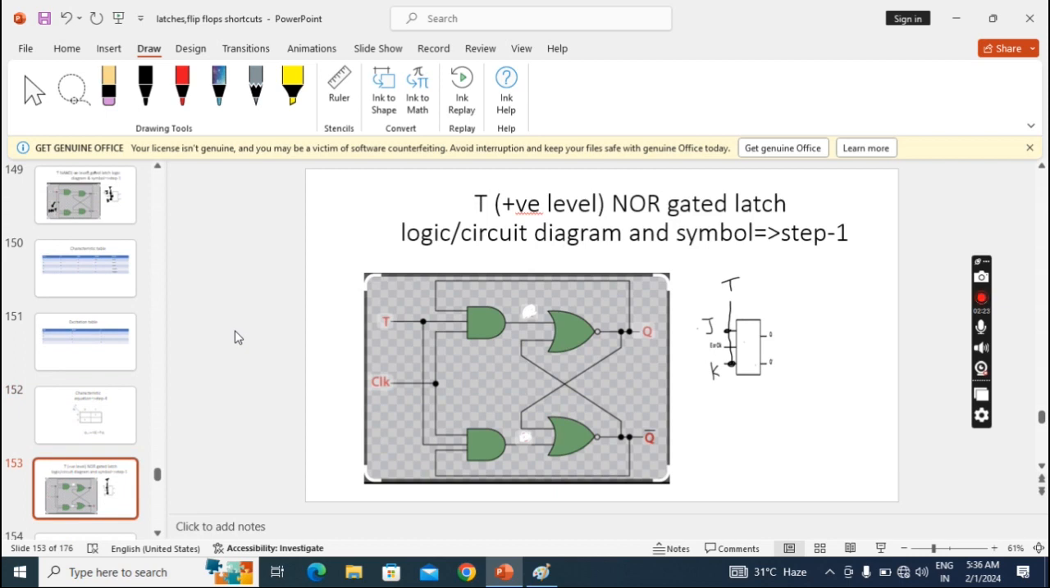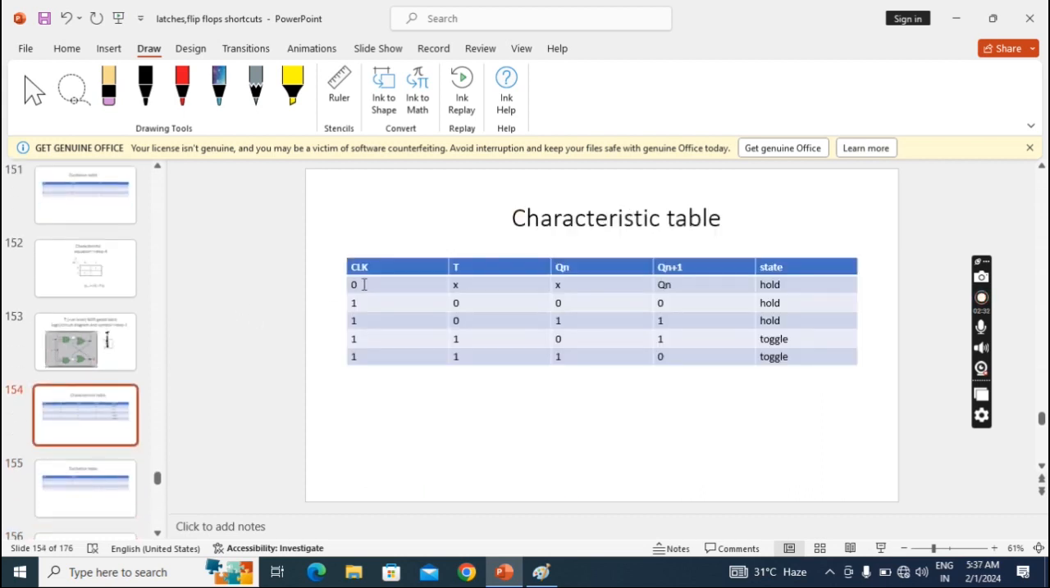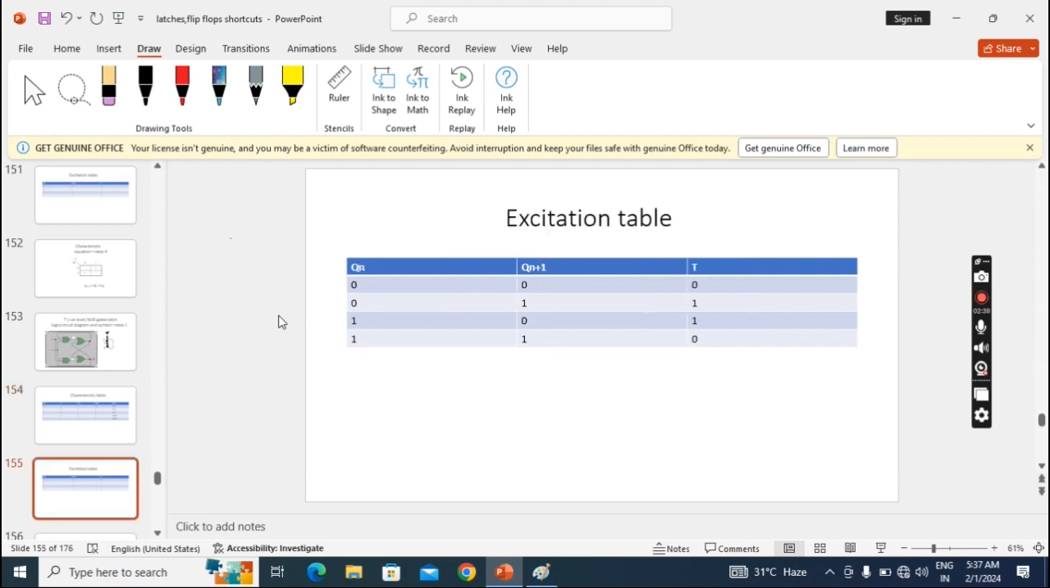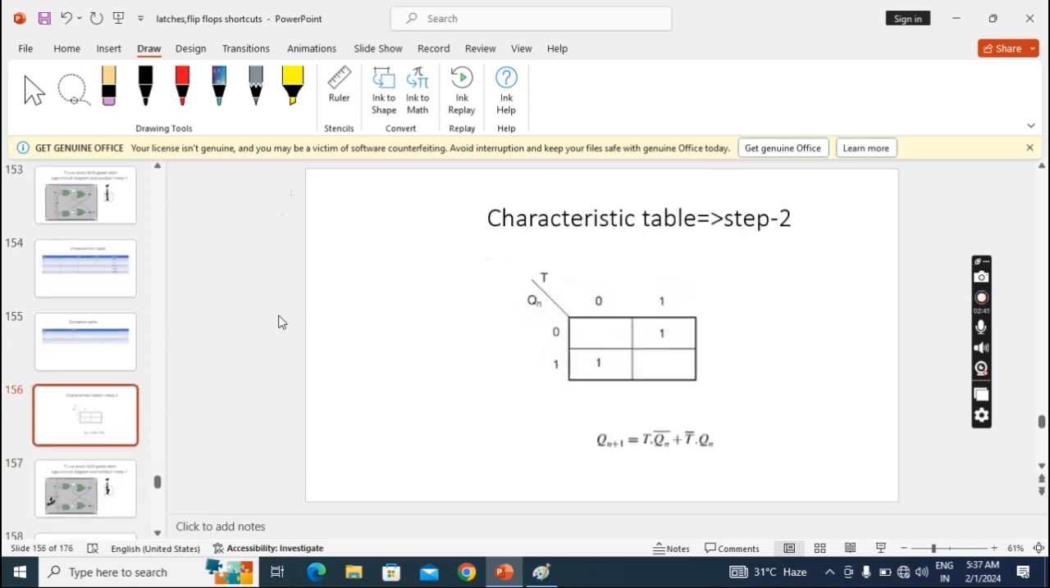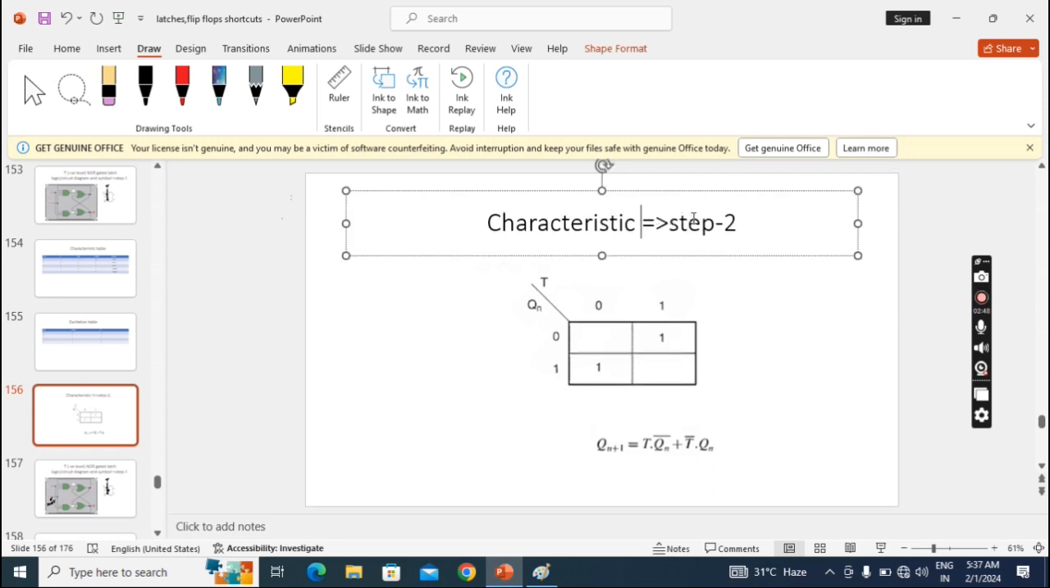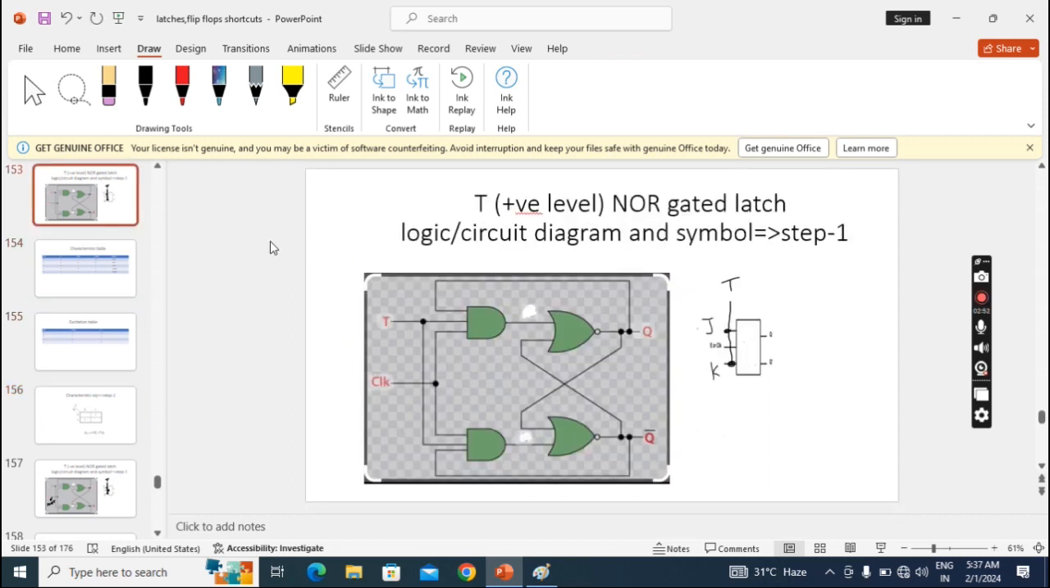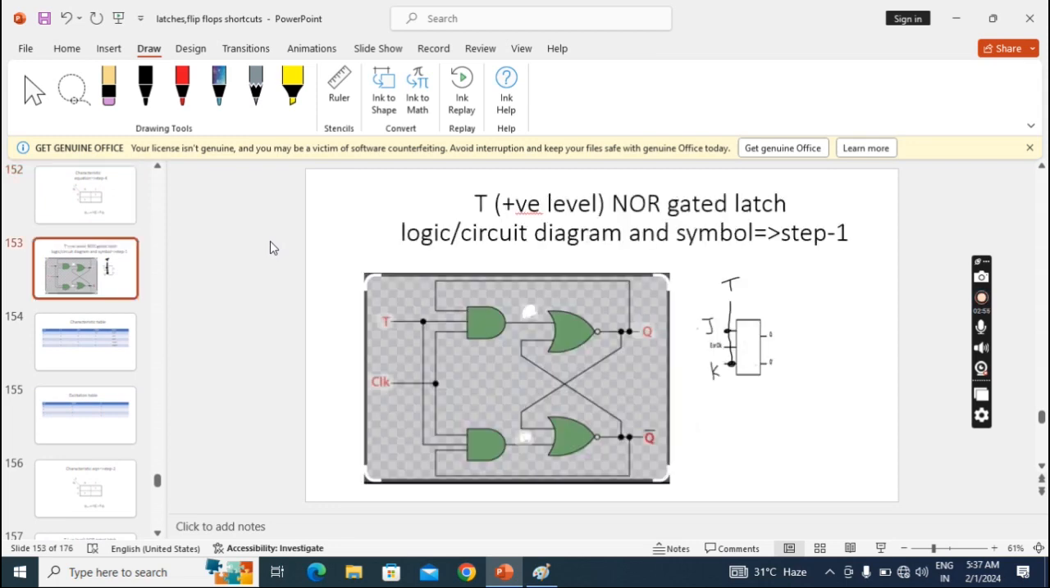Now we'll see positive level with the NOR latch part. This circuit will change. Positive level means here 0 and these all are 1s. Remaining everything is the same. Excitation table and characteristic equation are the same. So this is the characteristic equation, not table. Equation. Previously also, what is there? Equation. Right.